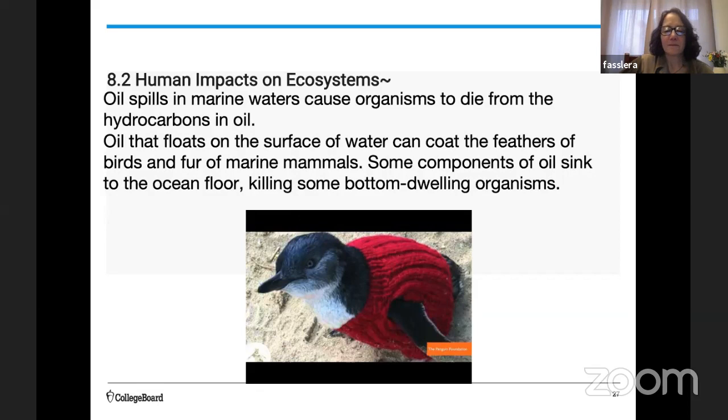Even worse, the penguins can end up eating the oil when they try to clean it off their feathers. That's why the Penguin Foundation started a program called Knits for Nature, asking volunteers to knit sweaters for the penguins on Phillip Island, Australia, to keep them warm and protected. The group provides a knitting pattern to download so volunteers know the size, and they even hold a yearly contest.